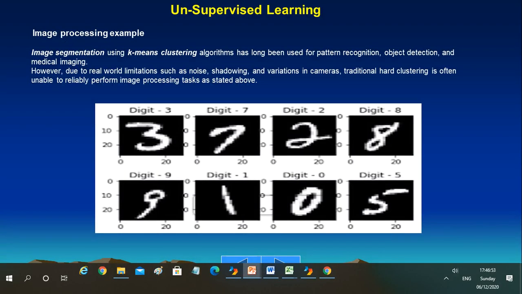Image processing. Now, image segmentation using the K-means clustering algorithm has long been used for pattern recognition, object detection, and medical imaging. However, due to real-world limitations such as noise, shadowing, or variation in cameras, traditional hard clustering is often unable to reliably perform image processing tasks as stated above.